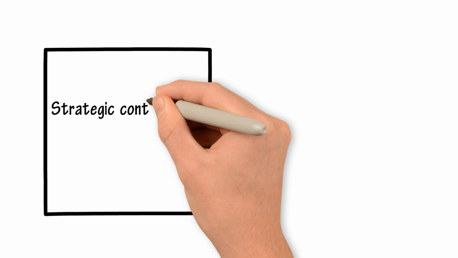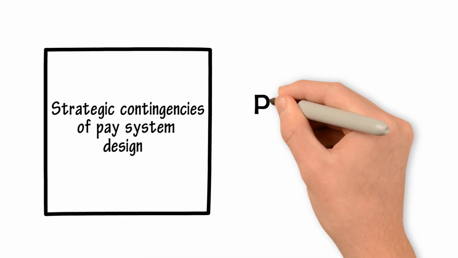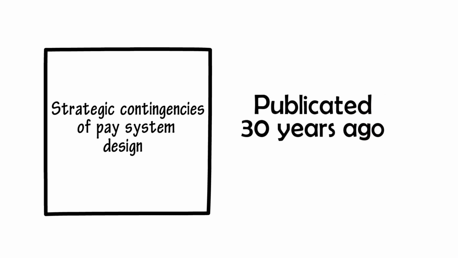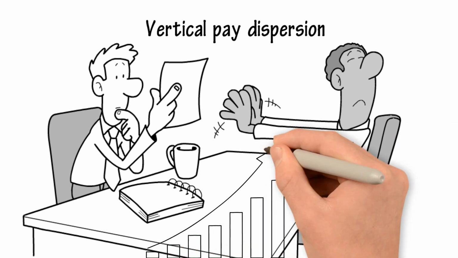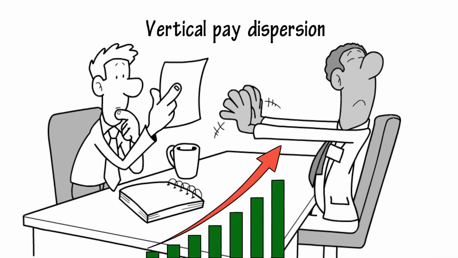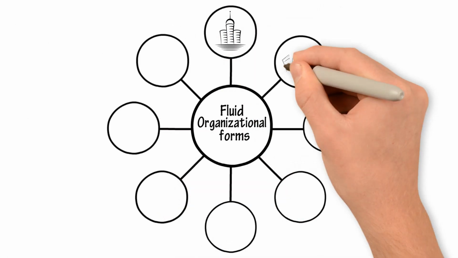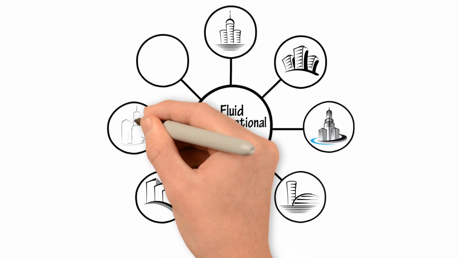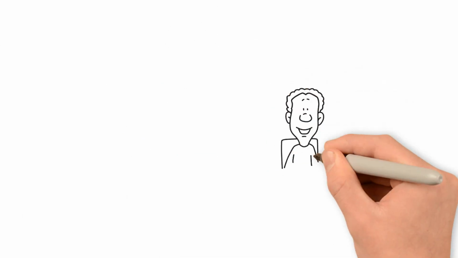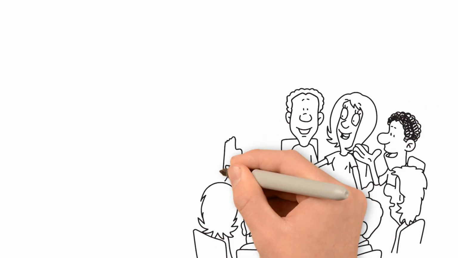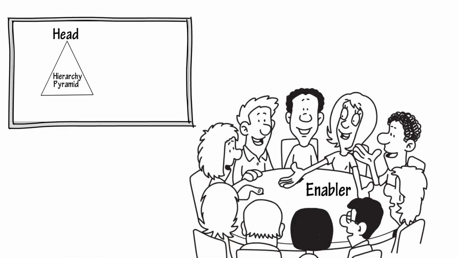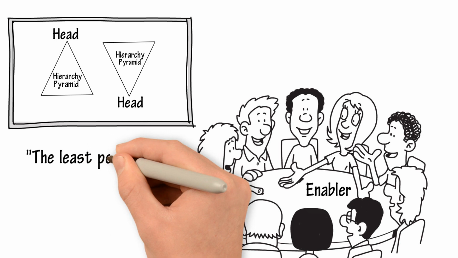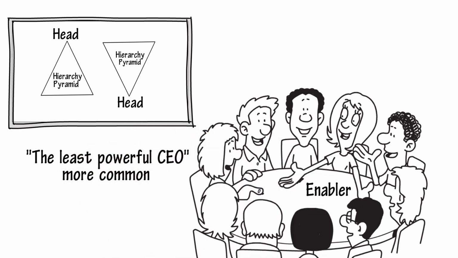Since the publication of the pioneering articles on the strategic fit of pay system design almost 30 years ago, vertical pay dispersion, the gap between top executives and employees, has grown significantly wider, making this an important additional dimension to consider in the research on strategic pay. On the other hand, fluid organizational forms are becoming more popular. In these types of organizations, the role of the upper management becomes more of an enabler than a centralized decision maker, turning the hierarchy pyramid on its head and making aspirations such as the least powerful CEO more common.